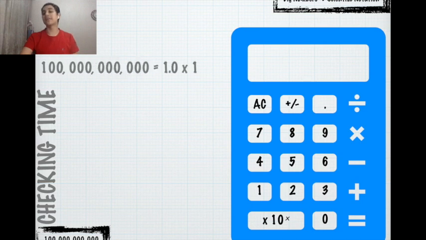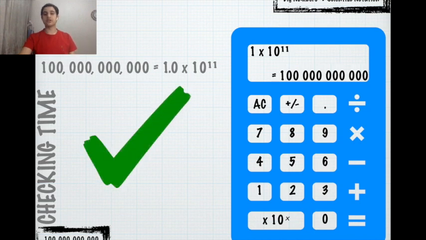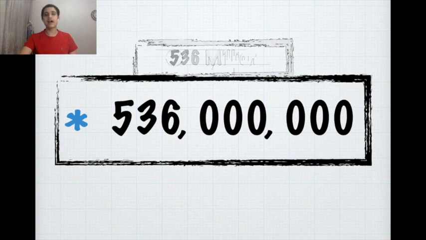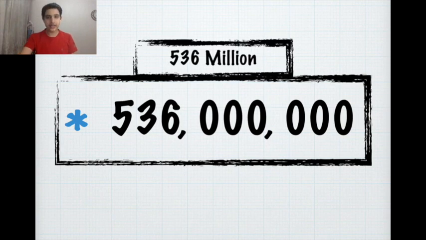And you might have seen my old video, I always like to check my answer. So we'll just put this in the calculator. There's a button in every calculator saying times 10 to the power x. So all you have to do is press that, and after pressing the number, just press the power. And the answer is 100 billion. So it's a tick. By the way, all these answers are checked on a real calculator, so don't worry.